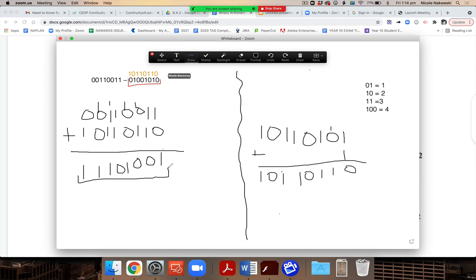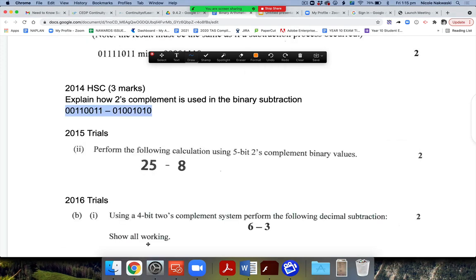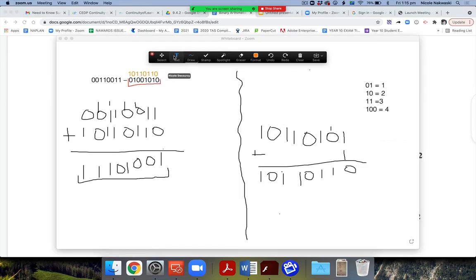Okay. So quick way that I can check to see if I'm right is I can actually convert. So it actually asked you for what the original numbers were. So, oh God, if I work that out, that's going to take me a century. Oh no, was this the explain? Yeah, explain how 2's complement is used in the binary subtraction. Sorry, I did do this one.